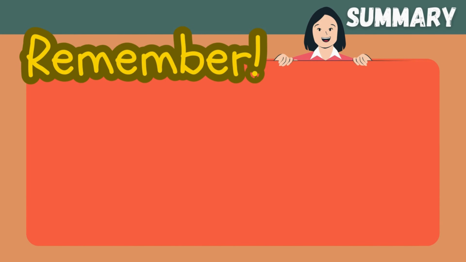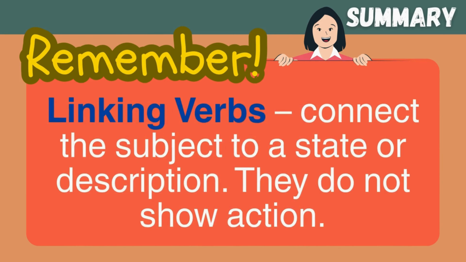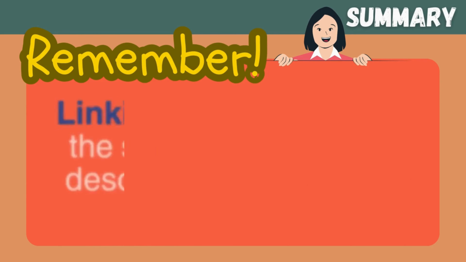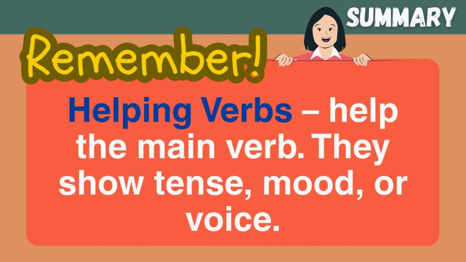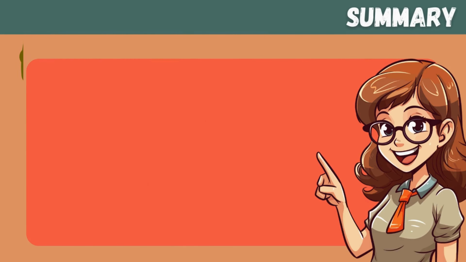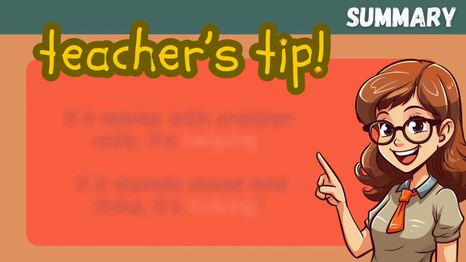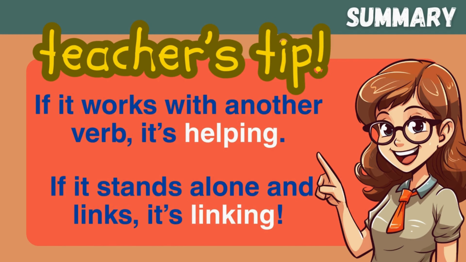Okay, class, let's summarize what we've learned today. Linking verbs connect the subject to a state or description. They do not show action. Helping verbs help the main verb. They show tense, mood, or voice. If it works with another verb, it's helping. If it stands alone and links, it's linking.